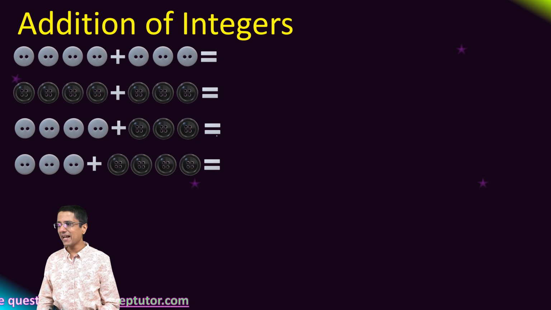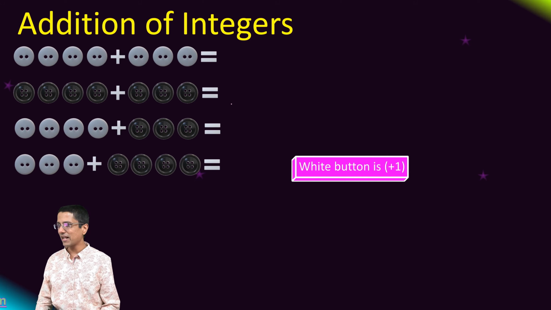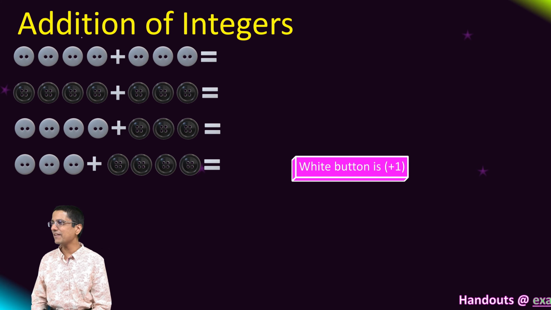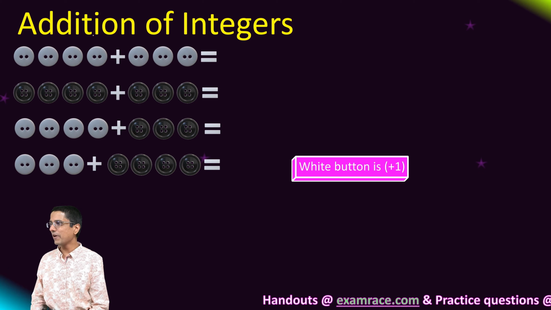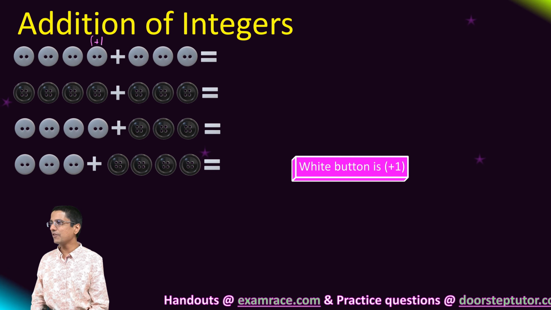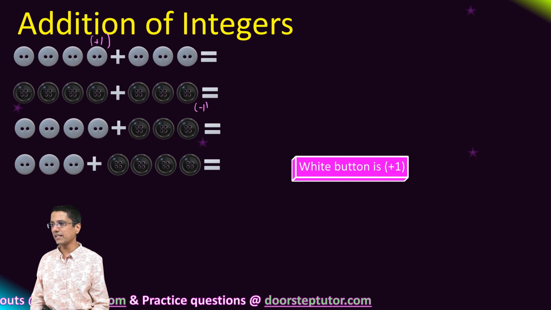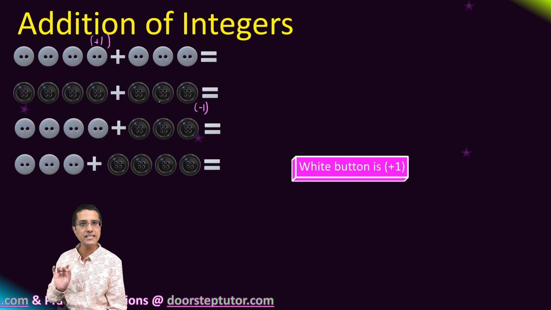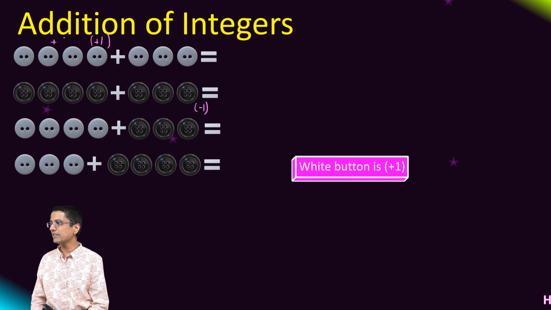We'll be using an analogy to understand the addition of integers very well, and our analogy is actually very simple. Here we have certain buttons. There are white as well as black buttons. Each white button denotes a value of +1. Each black button denotes a value of -1. So if I have a total of, let's say, 4 white buttons, it is a value of +4.